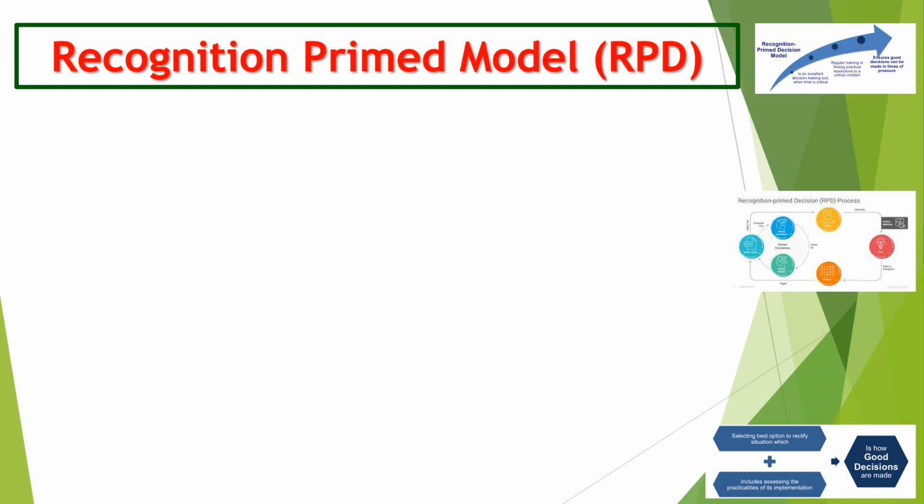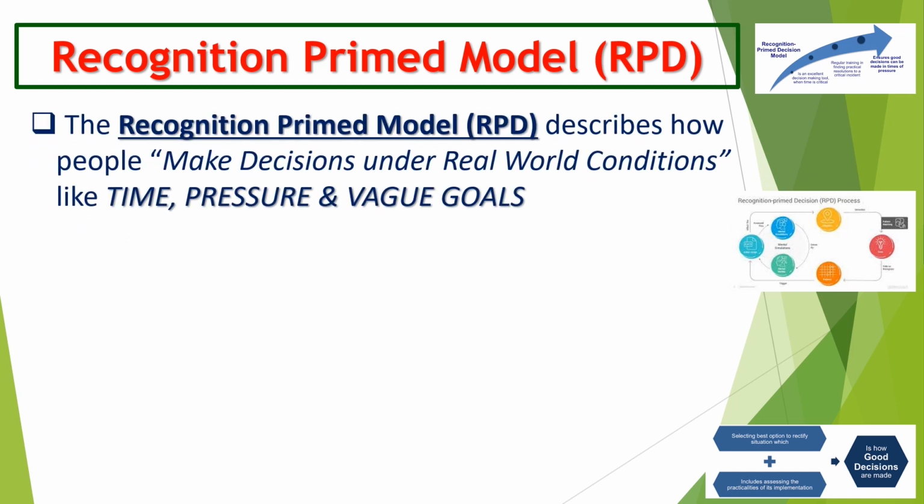So our final decision-making model, a new one that we didn't get into, is the recognition prime decision-making model, known as the RPD model. Some of this brings in the intuitive, as we saw in our 60-second clip on intuition the other day, which talked about the recognition prime decision-making process a little bit. The RPD, or the recognition prime model, describes how people make decisions under real-world conditions.